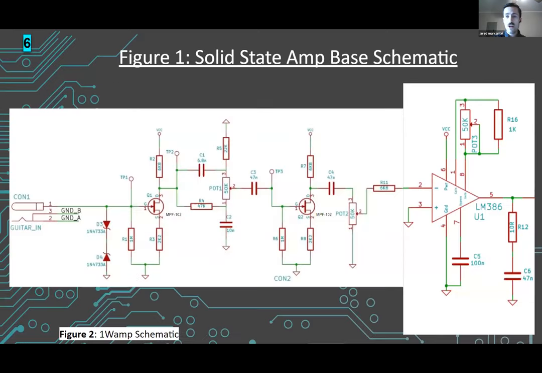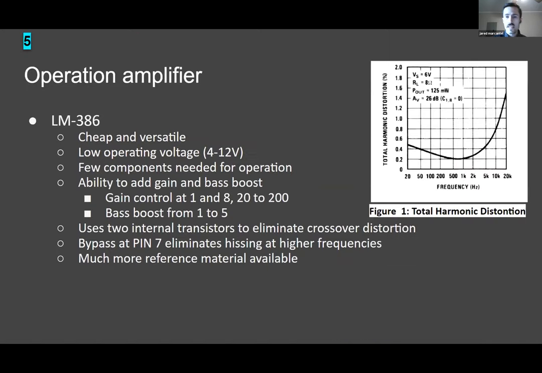The picture off to the right left corner is the total harmonic distortion. So it's the lowest around the frequencies that we're actually going to be playing, such as guitar, vocal, and music, which was what we were looking for, the least amount of distortion for what we're going to play.